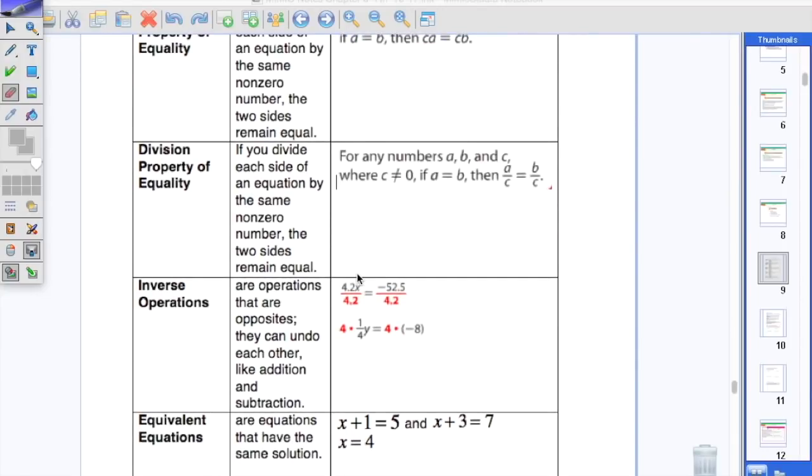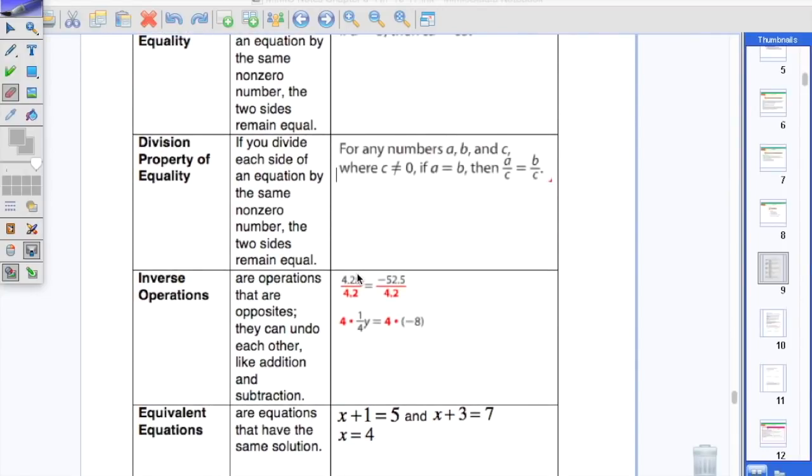The division property of equality states that if you divide each side of an equation by the same non-zero number, the two sides remain equal. So my example is for any numbers a, b, and c, where c, your denominator, can't be 0, if a is equal to b, then a divided by c is equal to b divided by c. So if we have a over b and we divide both sides by the same number, c, we get the same answer.